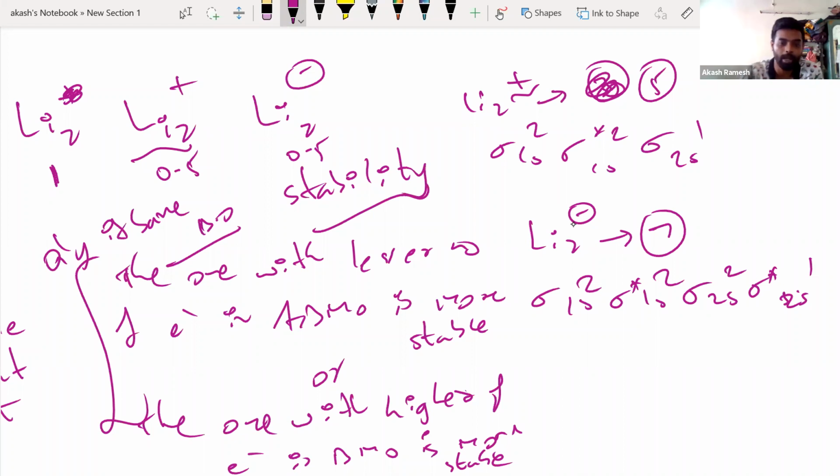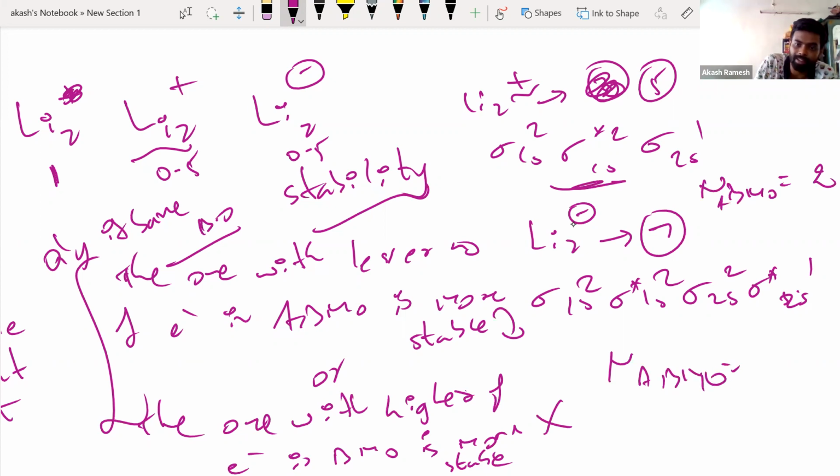Now I would say this doesn't give priority. The priority should be to the lesser number of electrons in the anti-bonding molecular orbital. In Li2 1 plus, the number of electrons in the anti-bonding molecular orbital is only 2. But in Li2 1 minus, it is 2 plus 1, 3. So I can say that Li2 1 plus is more stable than Li2 1 minus, because Li2 1 minus has more electrons in the anti-bonding molecular orbital, which makes it unstable.